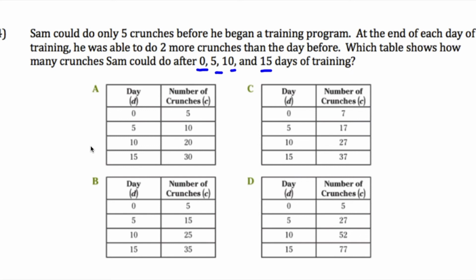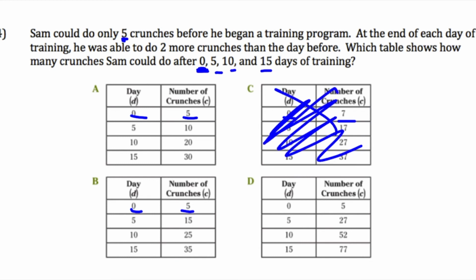So that means at 0. Okay, at 0 before he began, he could do 5 crunches. So looking at A has our 0, 5. B has the 0, 5. C has a 0, 7, so C is out. Let's get rid of C. And D has 0, 5. All right, so let's keep going here, and we'll see.